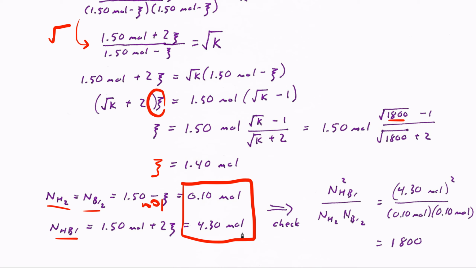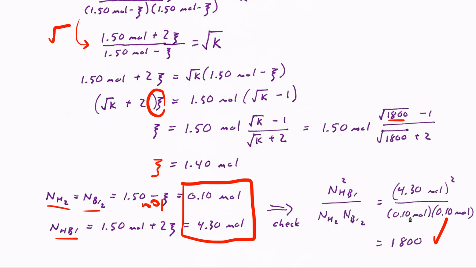We can double check and make sure that our answer is right, make sure we haven't made a mistake in the algebra anywhere. So if we plug those final results back into the reaction quotient, 4.3 moles squared in the numerator divided by 0.1 moles for H2, 0.1 moles for Br2. If I divide those quantities, what I find is 1800. So that does confirm that the answer we arrived at does indeed reproduce the equilibrium constant.